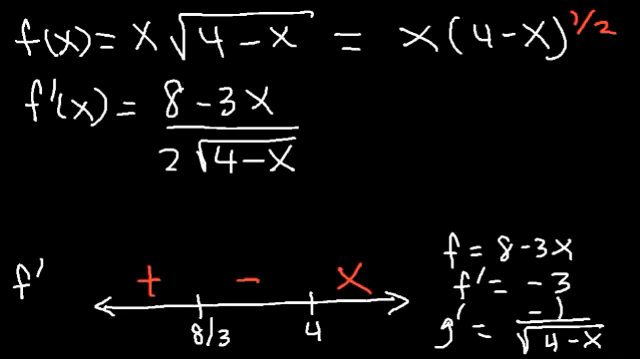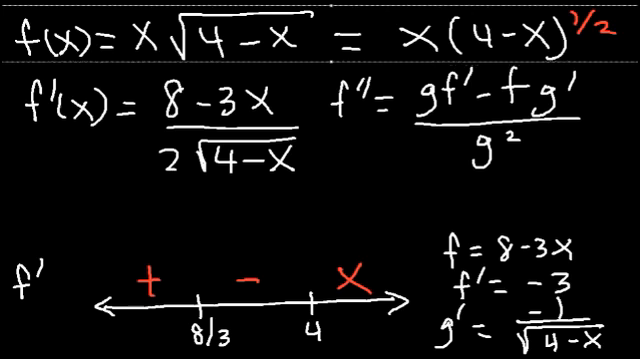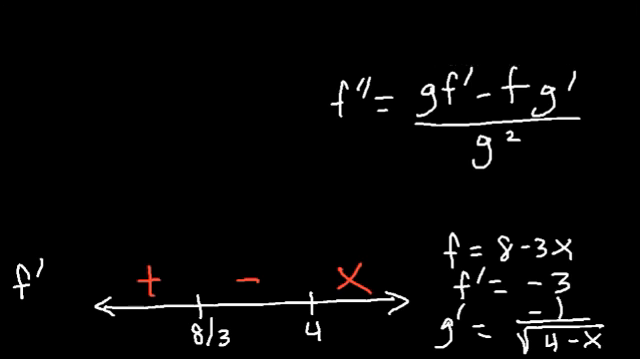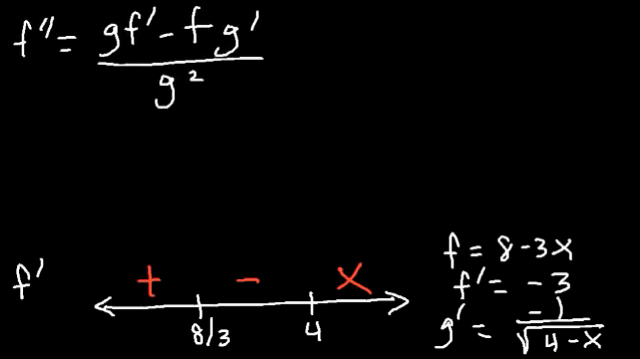Now the formula for the second derivative is going to be g f prime minus f g prime over g squared. So now we need to make some space. So g, which I got rid of, g was the bottom part of the function, which was 2 times the square root of 4 minus x.